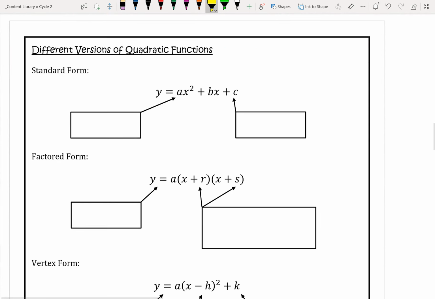What we're going to do now is do a quick overview of the three different versions or forms of the quadratic functions that we may come across in this course. So the first form is the standard form, which is y equals ax squared plus bx plus c. So that's what's considered standard form, and it gives us two pieces of information. The c value tells us the y-intercept, or the initial value.